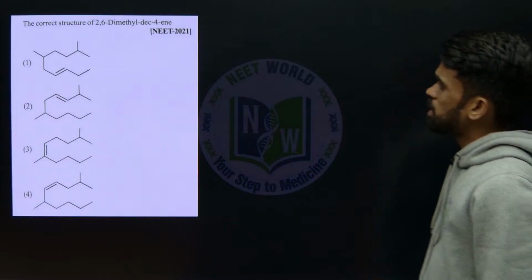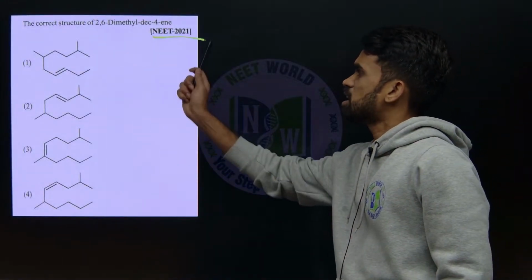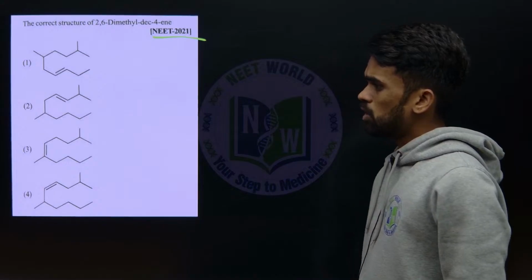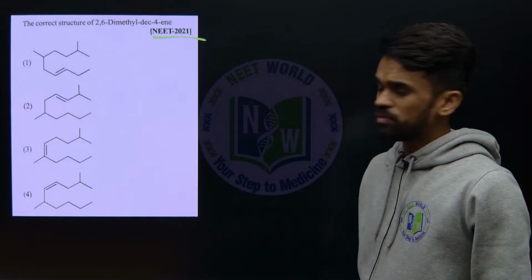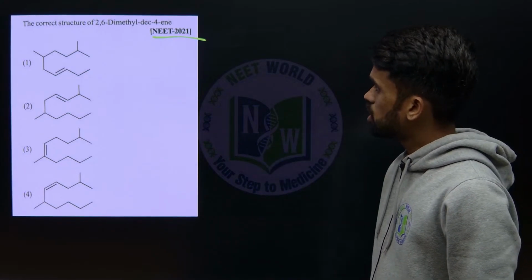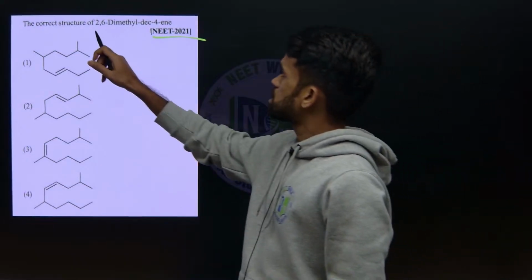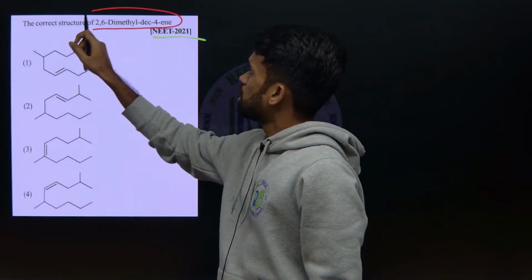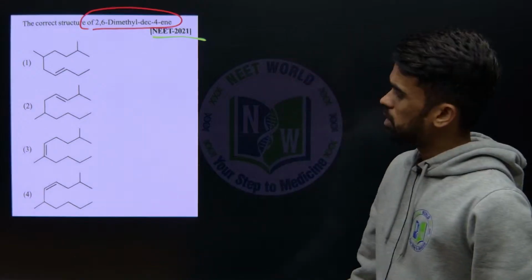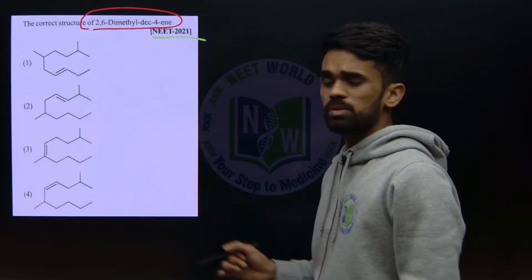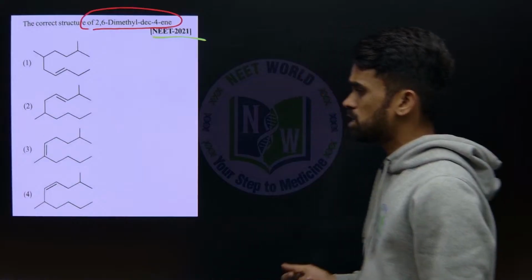What is the IUPAC name for this? This is again asked in NEET. How easy it is? If you follow the classes, whatever we discussed, you can easily answer this. The correct structure of 2,4 dimethyl dec 4-ene, you can easily answer. You just try this question and tell me your answer in the chat box.